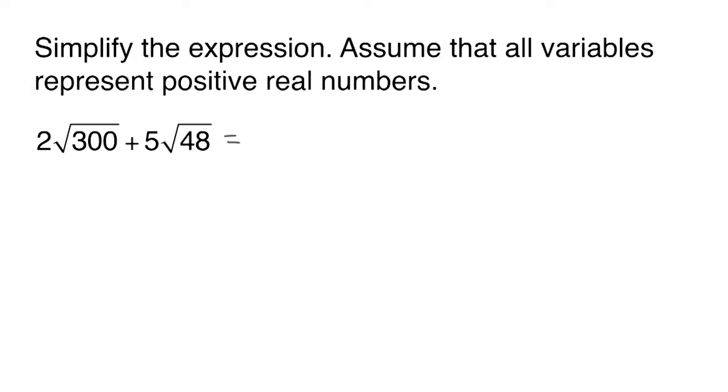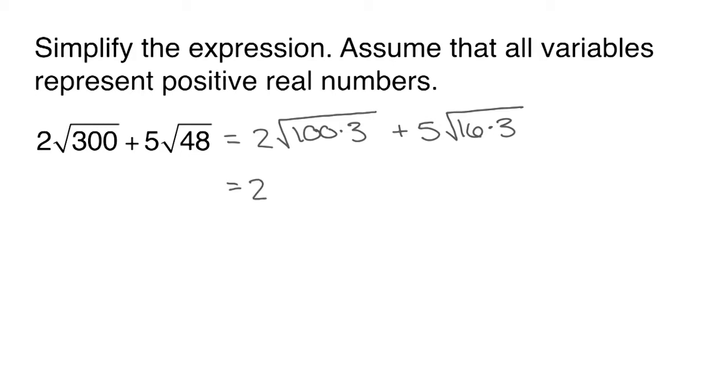We have 2 times the square root of 300. We can factor out the perfect square of 100 from that radicand. So we have 2 times the square root of 100 times 3. And then we have plus 5 times the square root of 48. 48 is divisible by the perfect square factor 16, so we can rewrite this as plus 5 times the square root of 16 times 3.